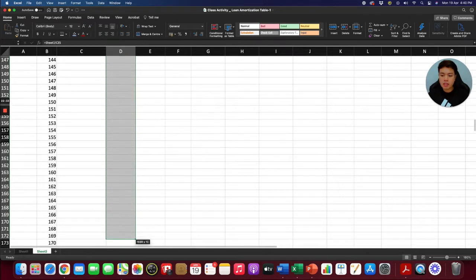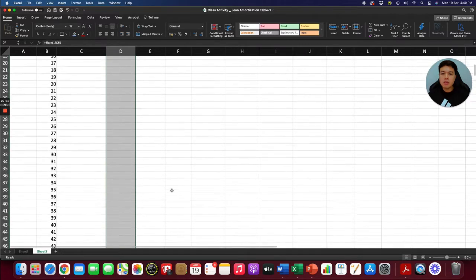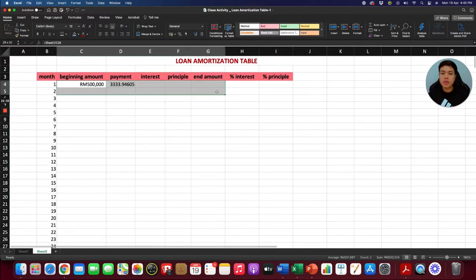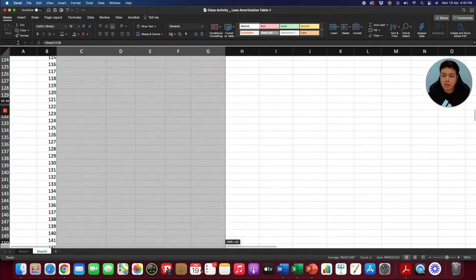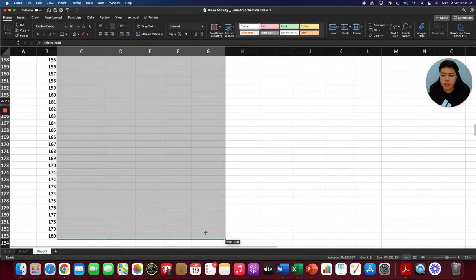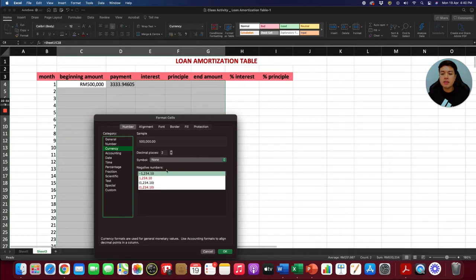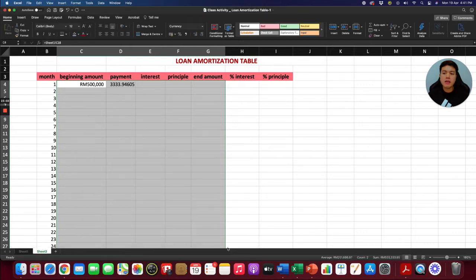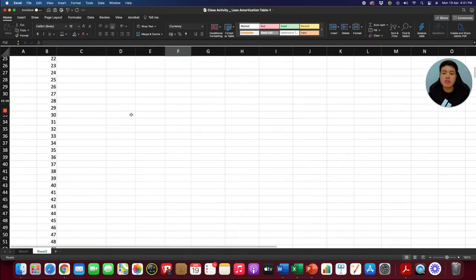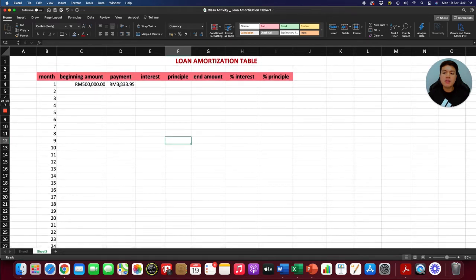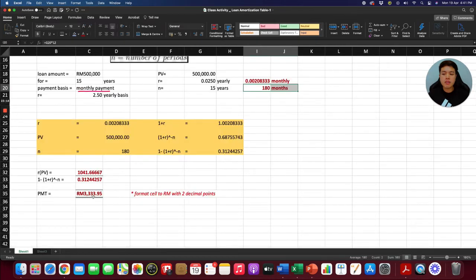So what you can do is highlight all this table here because these are all money. Highlight this table until 180, and then right click, format cells. Remember this is currency, 2 decimal points, because cents, 80 cent, 20 cent. And then symbol, go for RM if you want to, and click OK. After that, it should be automatically updated here. 3,333 ringgit 95 cent, the same as the previous sheet.